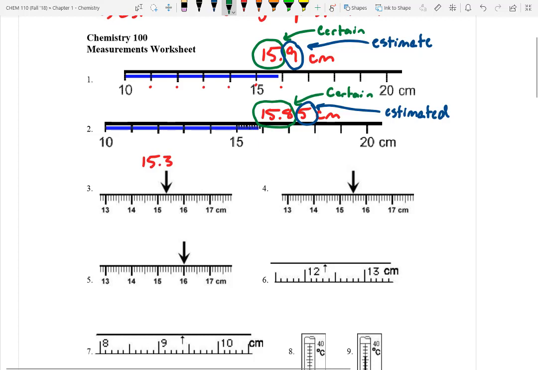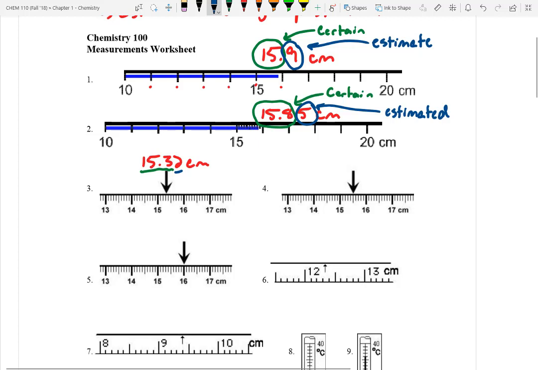I'm going to underline this as green for certain. And then we want to estimate one digit further. So anybody want to throw out a number? What do you think? 2. Okay, so 15.32 centimeters. Like I said before, this last 2 is always going to be estimated. This is important, and we'll talk more about this later, but it falls into a classification known as significant figures, and it's important to show all of your significant figures.